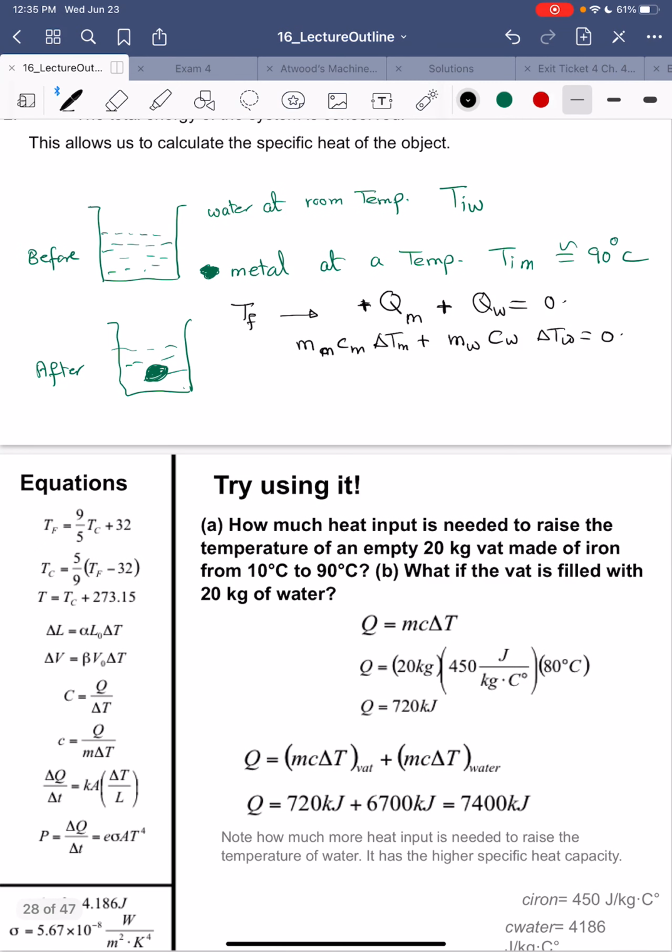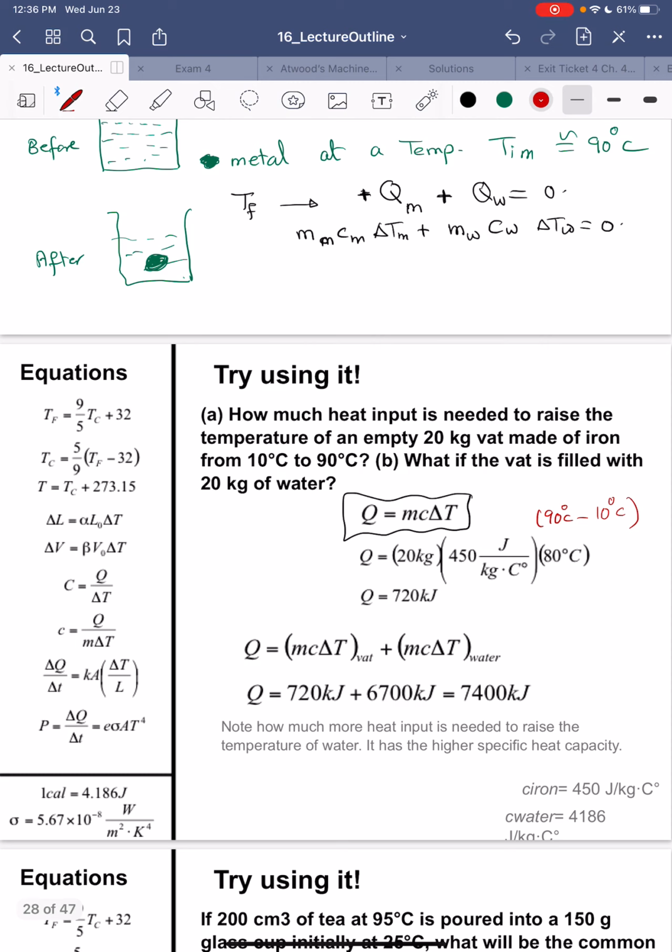How much heat input is needed to raise the temperature of an empty 2 kilogram vat made of iron from 10 degrees to 90 degrees? What if the vat is filled with 20 kilograms of water? For the first one, Q equals m c delta T. The mass is 2 kilograms. From the table, we have 450 for C, joules per kilogram Celsius, times the difference in temperature, which is 90 minus 10, which is 80.